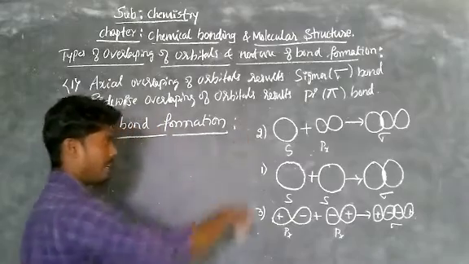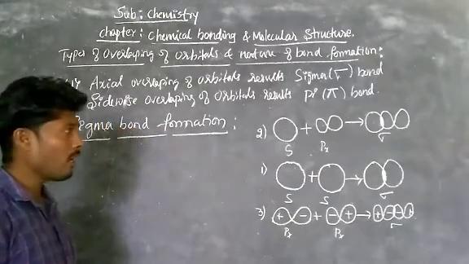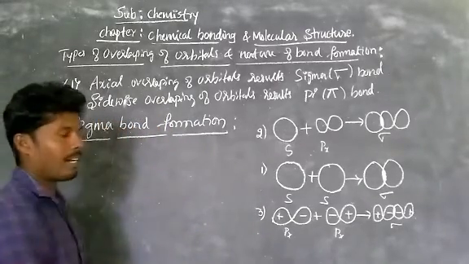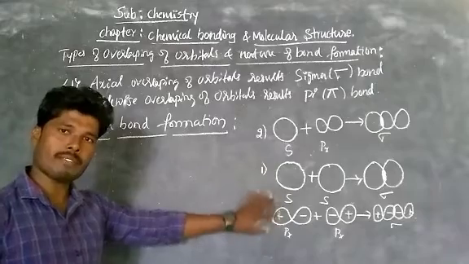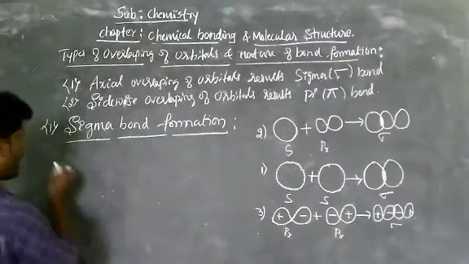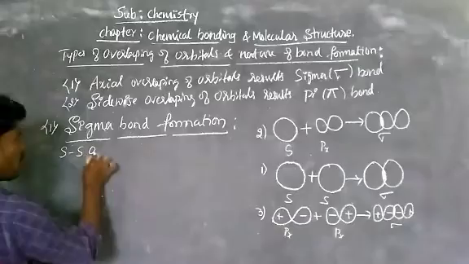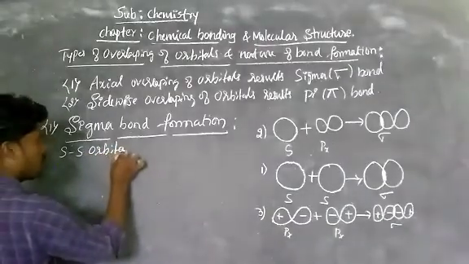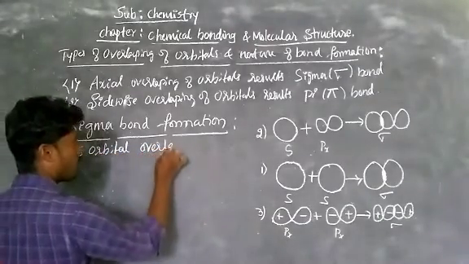These are the three cases of overlapping of orbitals that form sigma bond. In these cases the sigma bond is formed. Okay, now take the first one, ss orbital overlapping. That is ss orbital overlapping.